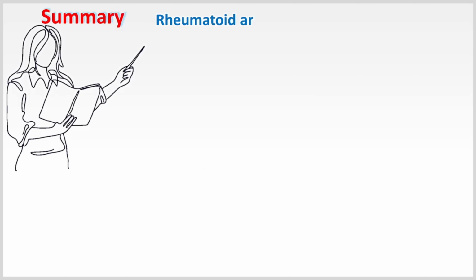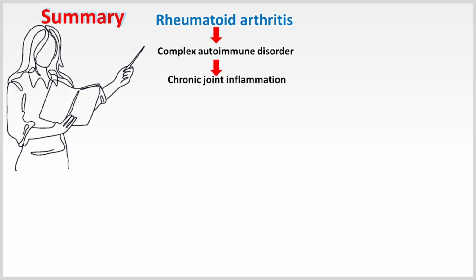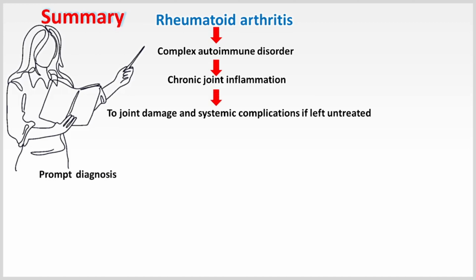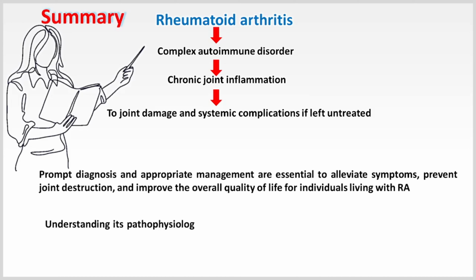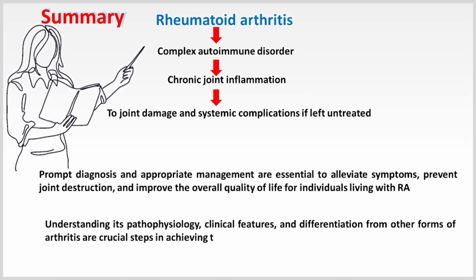Finally, rheumatoid arthritis is a complex autoimmune disorder characterized by chronic joint inflammation, which can lead to joint damage and systemic complications if left untreated. Prompt diagnosis and appropriate management are essential to alleviate symptoms, prevent joint destruction, and improve the overall quality of life for individuals living with rheumatoid arthritis. Understanding its pathophysiology, clinical features, and differentiation from other forms of arthritis are crucial steps in achieving this goal.